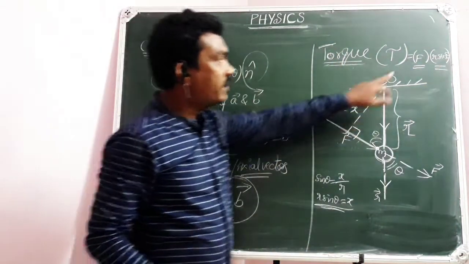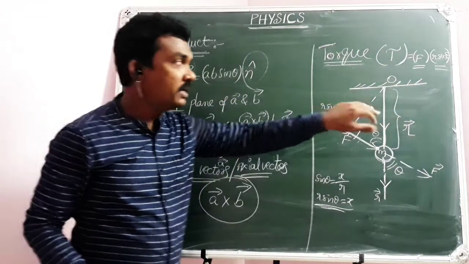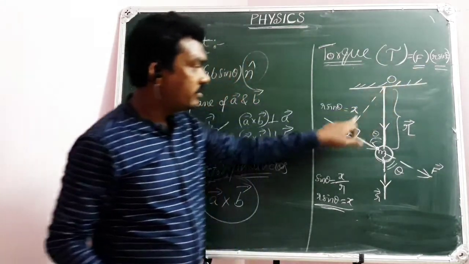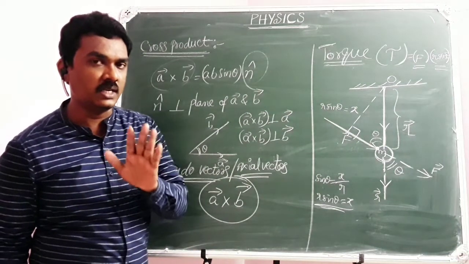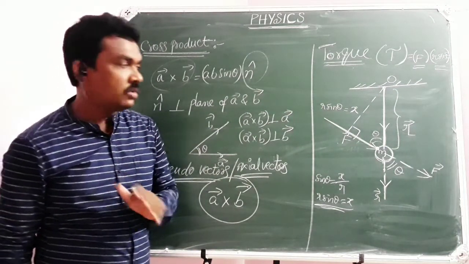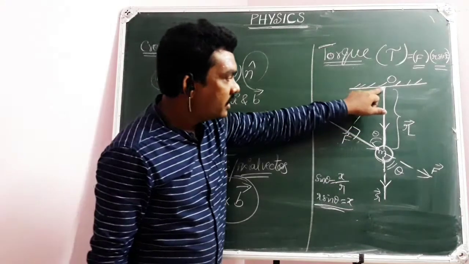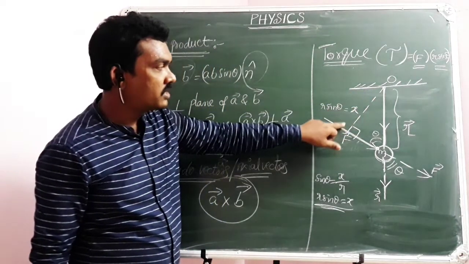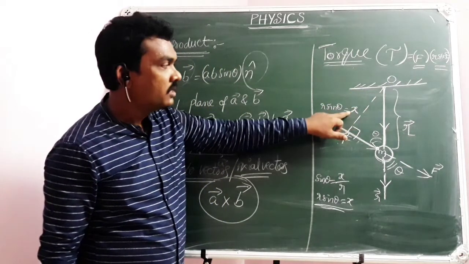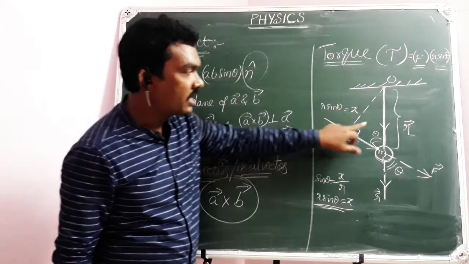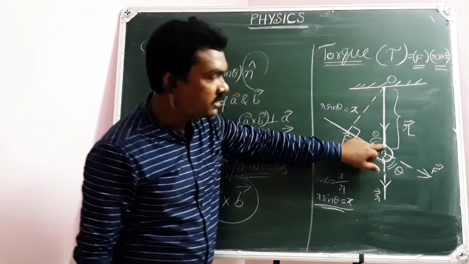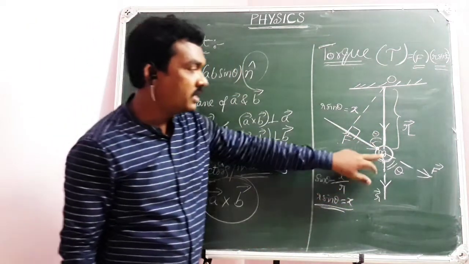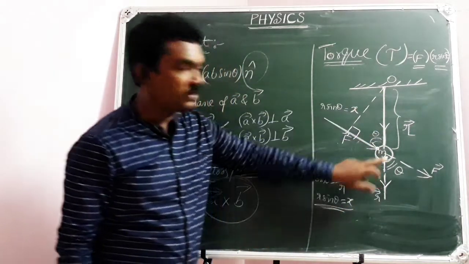The product of the applied force and the perpendicular distance of the line of action from the fixed point will give the torque, which you have learnt in fluid statics. So the applied force here, and the perpendicular distance of the line of action from the fixed point is x, so torque is F x. But x equals r sin theta, where r is the distance of the point of application from the fixed point.